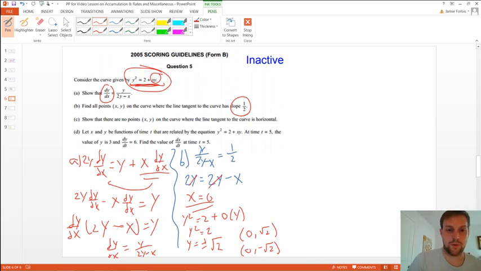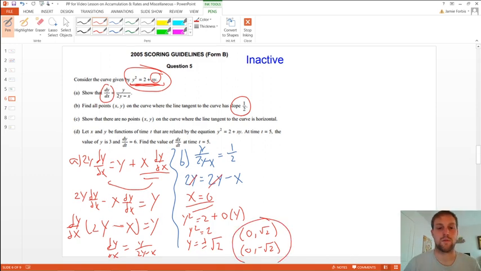And you can test those points if you really want to. You can plug them into your answer in A and see if you indeed get 1/2, but you do. All right, so that was B. Let's move on to C.